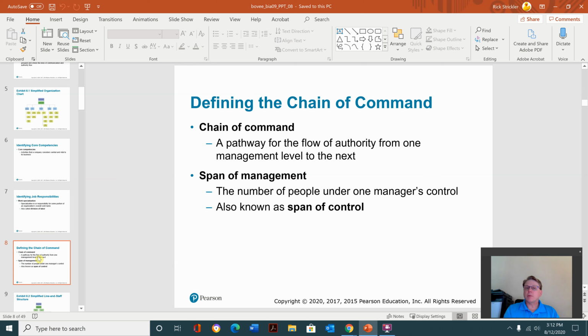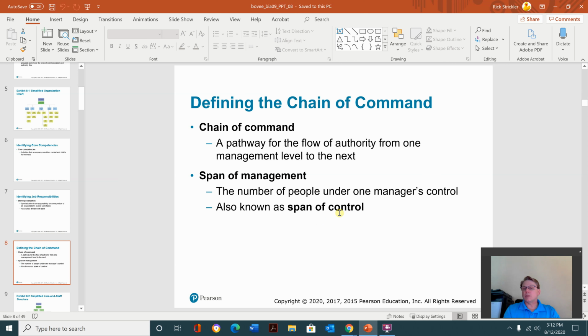Chain of command, pathway for the flow of authority from one management level to the next. Span of management, the number of people under one manager's control, also known as span of control. Depending on the organization, the span of control should be between 5 and 15 people.